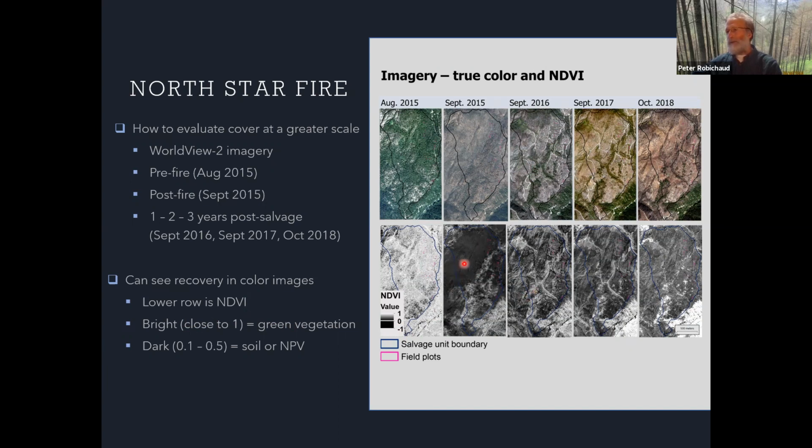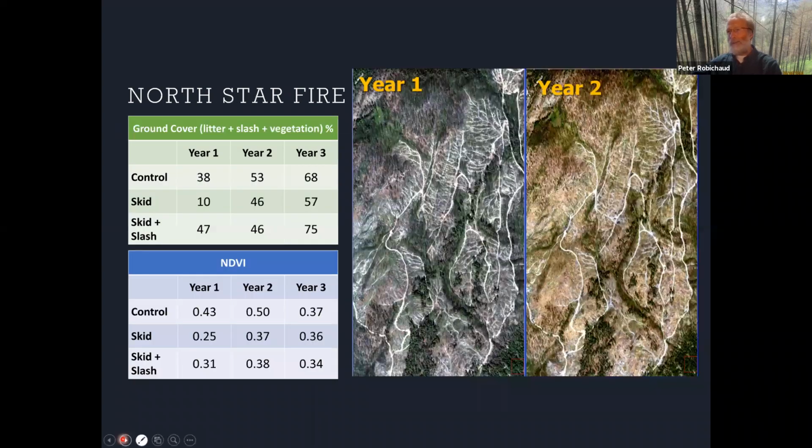And then you can see how the black right after the fire gets brighter and brighter as the years go by. So we get to see the recovery as time goes by. Okay, so here's my ground cover, here's my NDVI values.